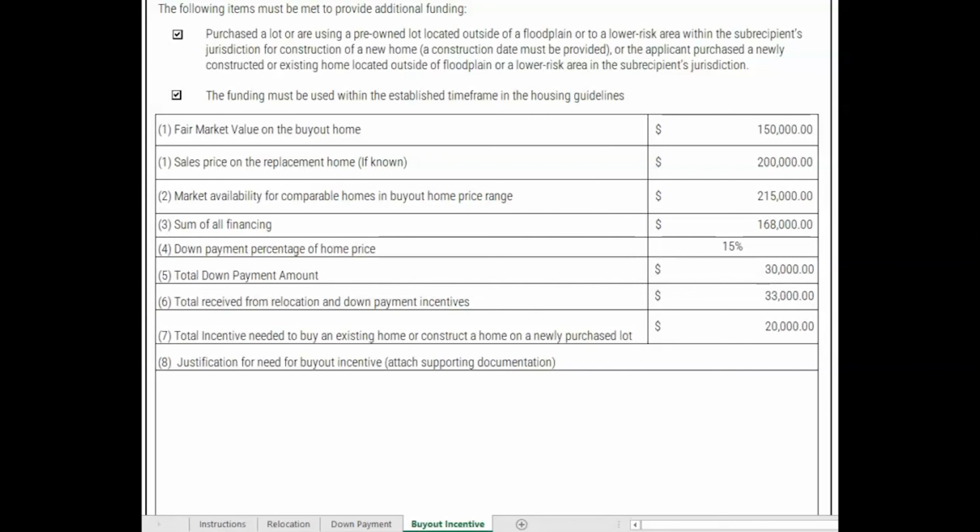Then in number 2, the applicant, with the assistance of the subrecipient, should input the average home price for a comparable home in the market. For our example, the average home price for a 3-bedroom home in Enterprise, Texas is $215,000. So the subrecipient provided this information to the applicant to input in number 2.